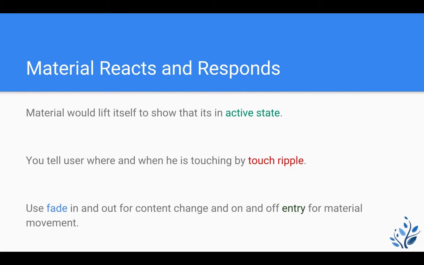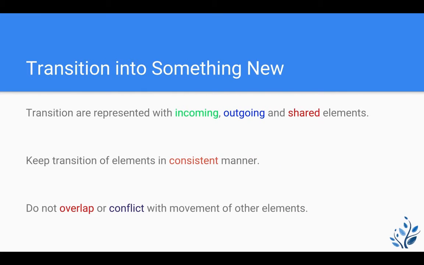Material elements should use fade in and fade out, or on and off, entry or exit to add more meaning to the entire presentation of data. You can use an incoming transition when you are loading data. You can use an outgoing transition when the element is no longer used. Keep your transitions as consistent as possible and do not overlap movement of elements.